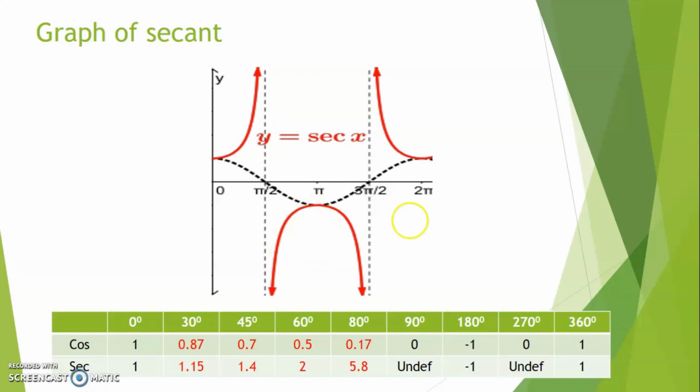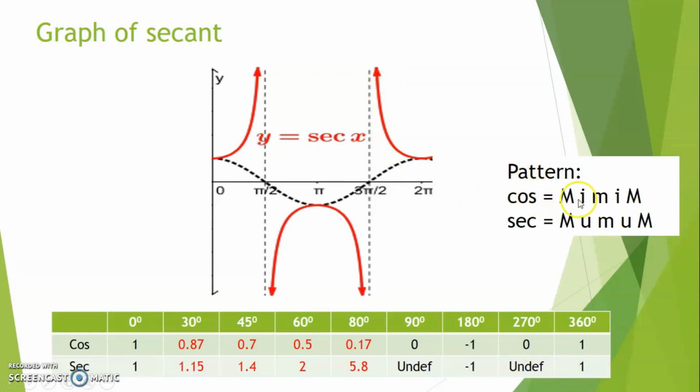So from 180 to 270 degrees, meaning it is in the third quadrant, the values for secant are going down until infinity. Then from the third to the fourth quadrant, it is going down until +1. So the pattern for cosine is maximum, intercept, minimum. For secant, it's maximum, undefined.